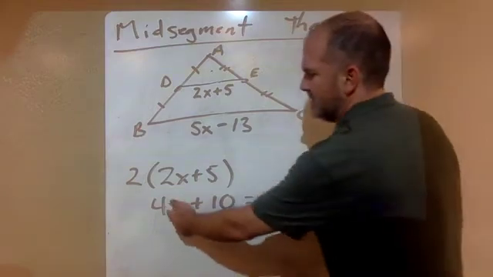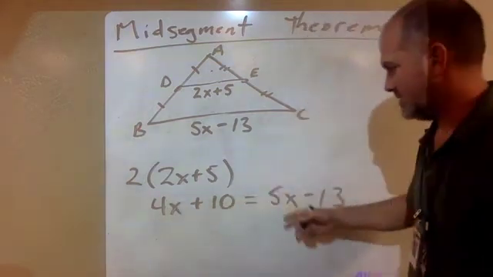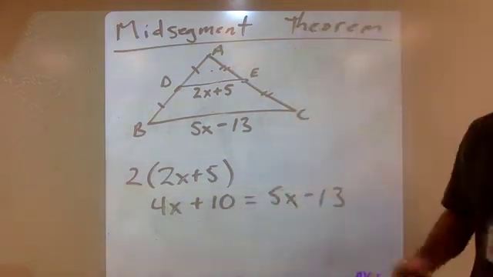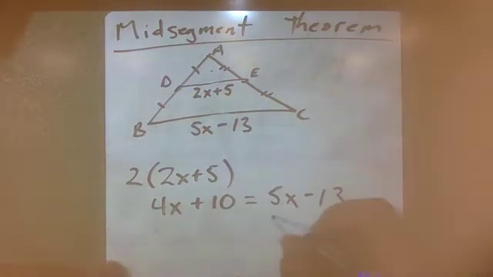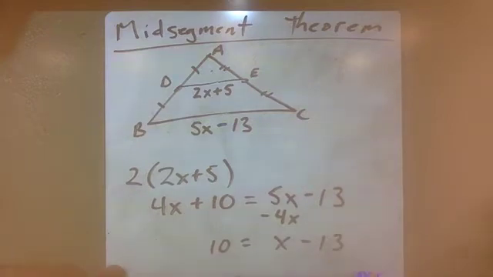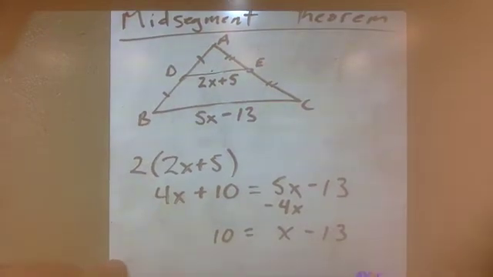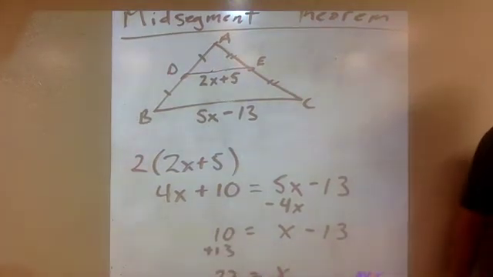When you have an x on each side of the equal sign, you got to subtract one to the other side. I'm going to move the smallest one so that my x's stay positive. And you end up with 10 is equal to x minus 13. And to solve for x, you get rid of the 13 by adding it to the other side, which is 23. So x is equal to 23 in this problem.